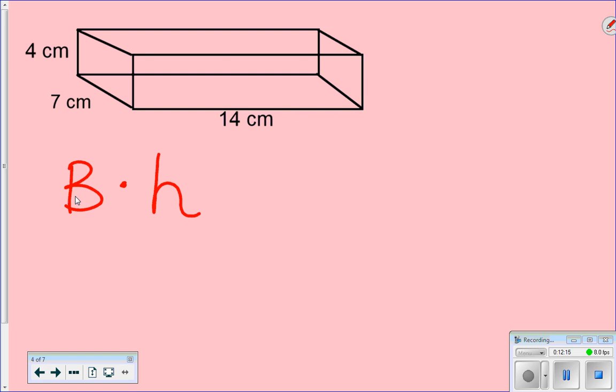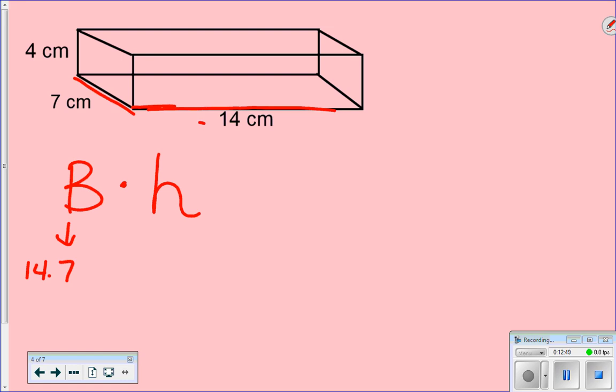All right, ready to give it a whirl? Okay, so what's my base on here this time? Actually, there's a few bases, right? But I would do the one it's sitting on. Okay, so what's the base it's sitting on? The rectangle, right? And what are the dimensions of that rectangle? 14 and 7, because if I look at it, this is my length right there. So my base is a rectangle, so we're going to do 14 times 7, right?